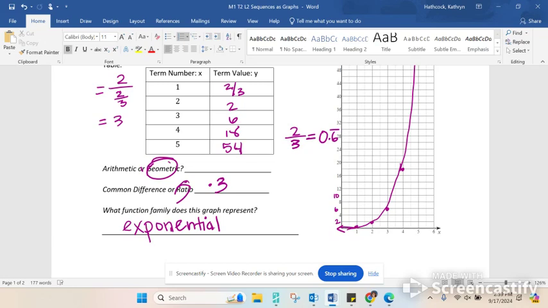An exponential meaning that it has that curve. This is a J shape or a smooth curve. Anytime you see exponential, that means it's going to be a geometric sequence.